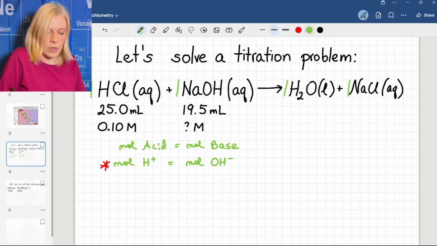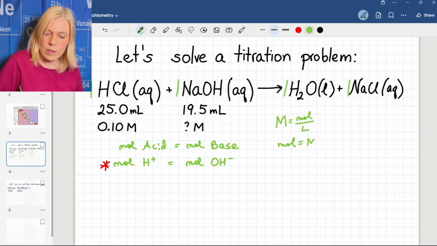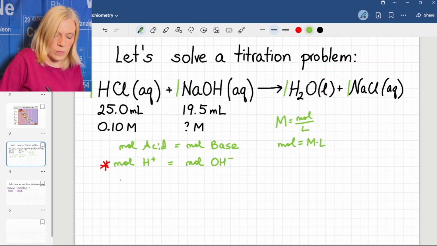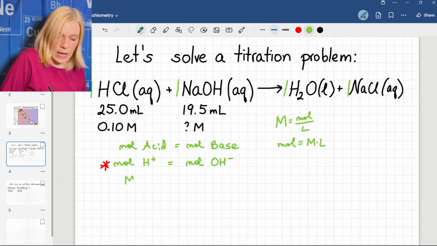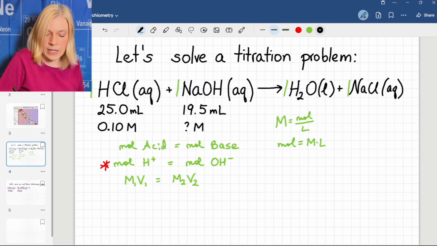Okay, let's keep going. Now remember, how do we get moles? I have volume, I have molarity. Do you remember that molarity was moles over liters? And that means moles have to equal molarity times liters. Yes, molarity times volume equals my moles. So, that's pretty great. So that means I can do, what can I do? I'm going to do my M1 V1 equals M2 V2. And now I can just plug in the numbers.